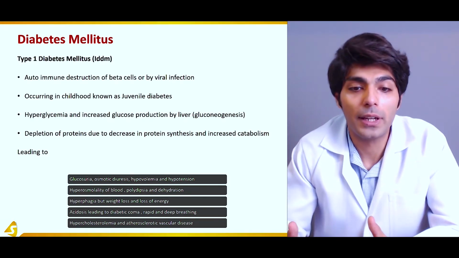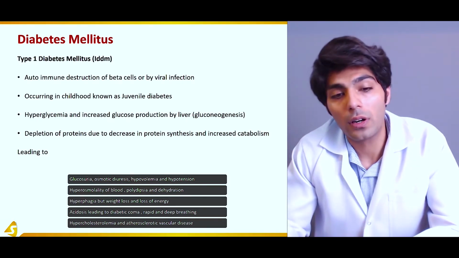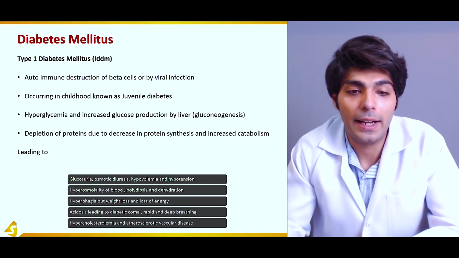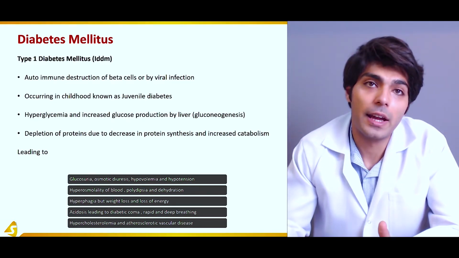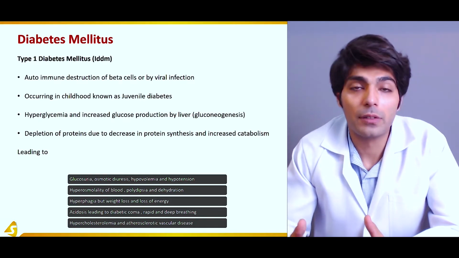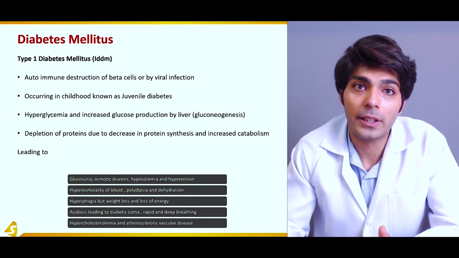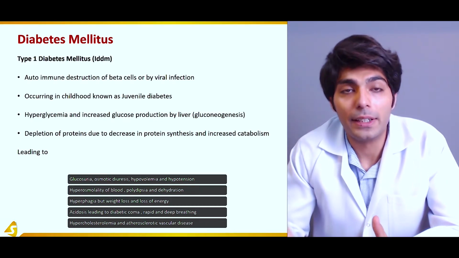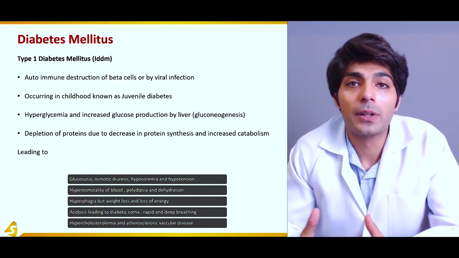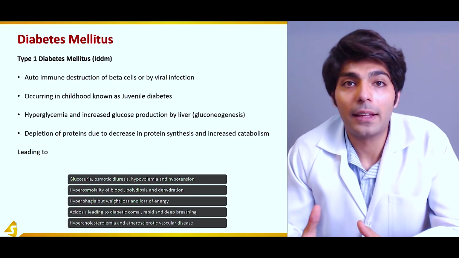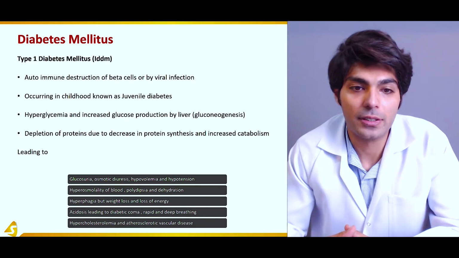There's hypovolemia, hypotension, and hyperosmolality of blood, causing the polydipsia and dehydration. Then we have hyperphagia, with weight loss and the loss of energy. There is acidosis leading to diabetic coma, with rapid and deep breathing. Then we have hypercholesterolemia and atherosclerotic vascular diseases.